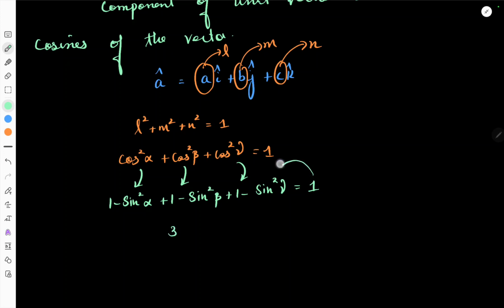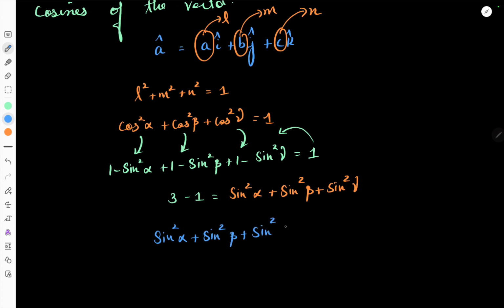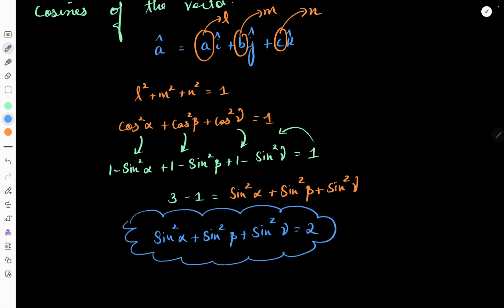So if I bring this 1 here, so 3 minus 1. So sin square alpha is going to the right hand side. So it will be sin square alpha plus sin square beta plus sin square gamma equal to 3 minus 1. So from here we got another relation: sin square alpha plus sin square beta plus sin square gamma will be equal to 3 minus 1, which is 2. So we have two relations. Cos square alpha plus cos square beta plus cos square gamma will be equal to 1, and sin square alpha plus sin square beta plus sin square gamma will be equal to 2.